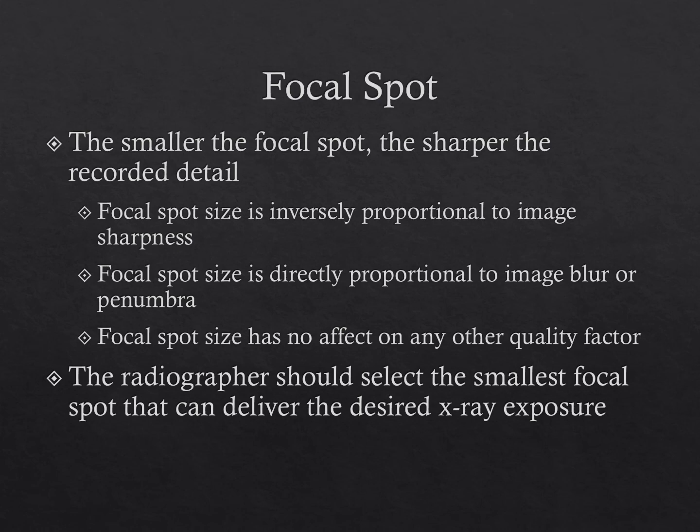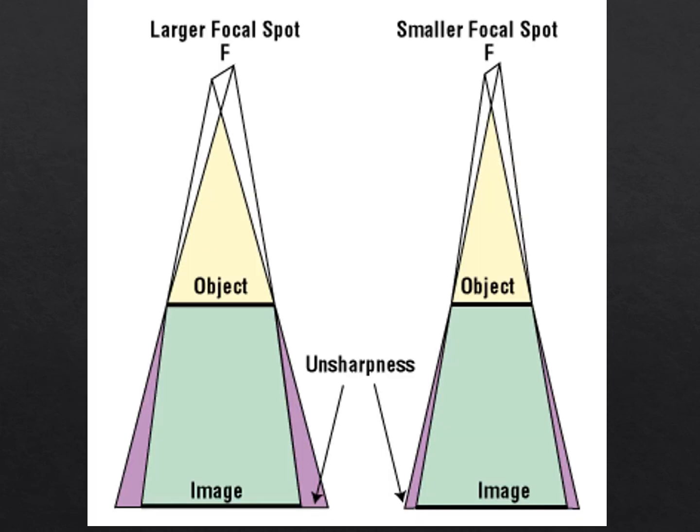However, this probably will be a question that could come up on your registry, so you need to understand that in theory, the smaller focal spot is going to produce less focal spot blur, or a smaller penumbra around the image. So a sharper image, you could say, would occur with the smaller focal spot than the larger focal spot. And here's a picture depicting that. You can see that the larger focal spot is going to create a larger area of unsharpness, or a larger penumbra, than the smaller focal spot.